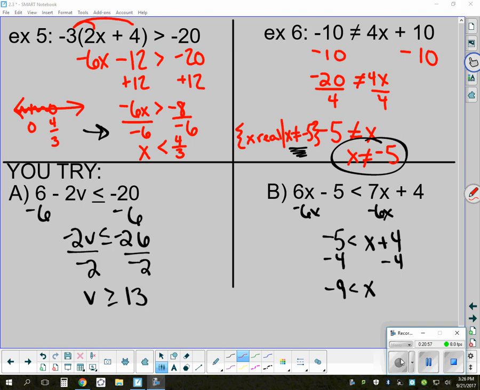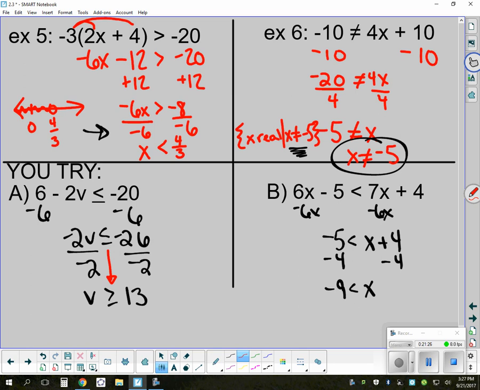Okay, check your work. On problem A, I subtracted 6, then I divided by -2. Because I divided by a negative number in this step, I switched my sign from here to here. I got v is greater than or equal to 13. Part B, I subtracted 6x, and then I subtracted 4. I did not ever multiply or divide by a negative, so my sign never flipped. It always stayed less than.